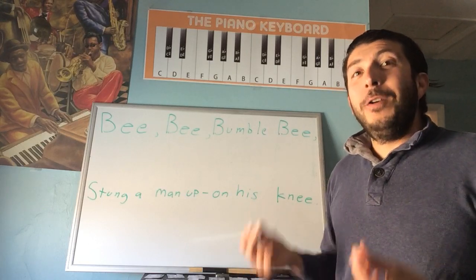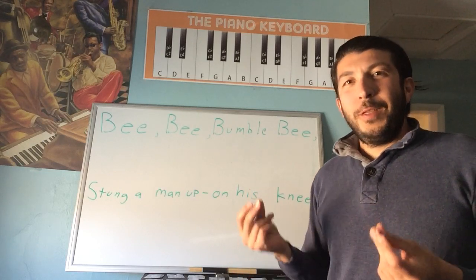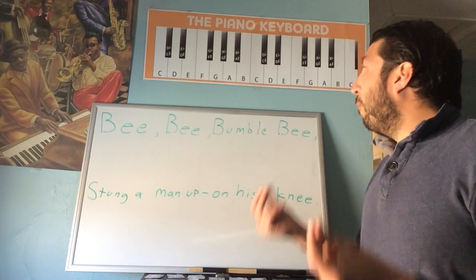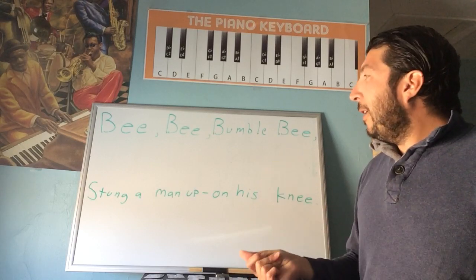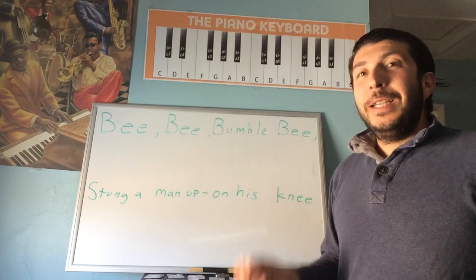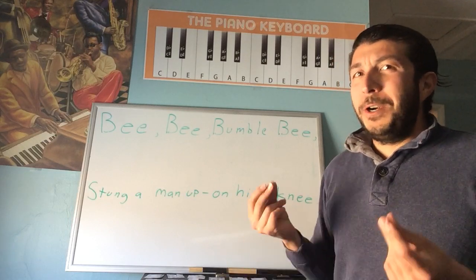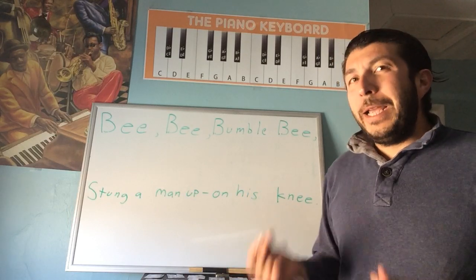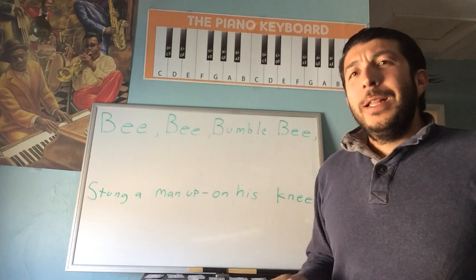I'm going to count to 4 and we'll begin. 1, 2, 3, 4. Bee, bee, bumblebee stung a man upon his knee. Good. Now, we're going to do it one more time, but this time as you're tapping and reading, I want you to think and count.